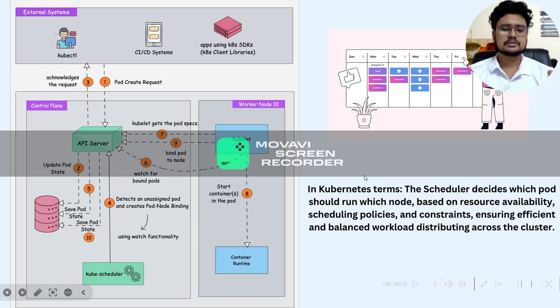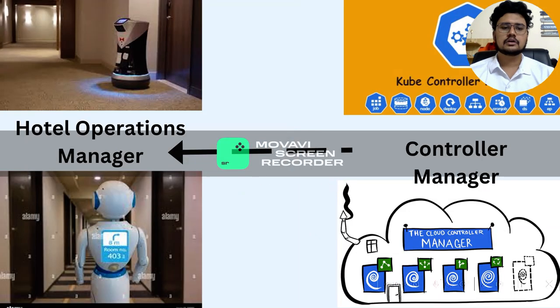So in Kubernetes terms, the scheduler decides which pod should run on which node based on resource availability, scheduling policy, and constraints, ensuring efficient and balanced workload distribution across the cluster. This is the main thing that the scheduler will do, so our application will be running all the time. Okay, let's go to the next component, which is the controller manager.